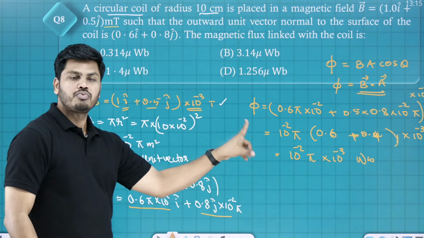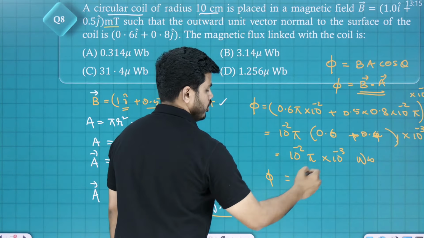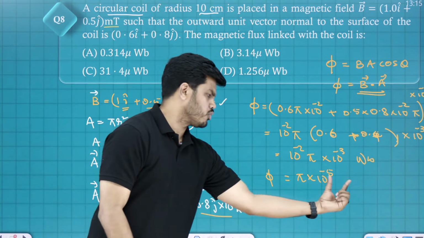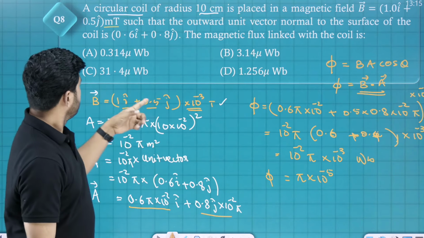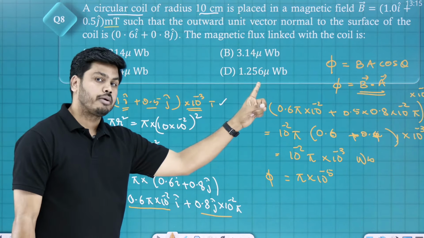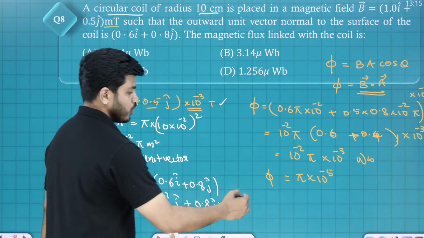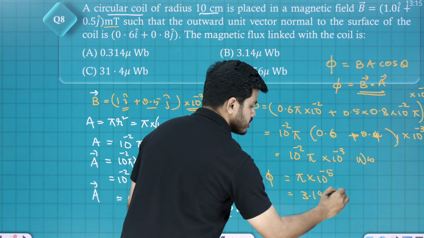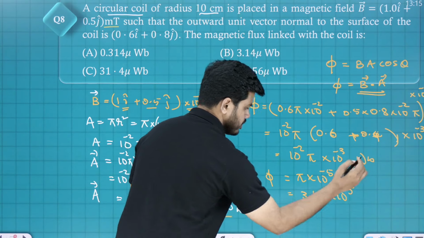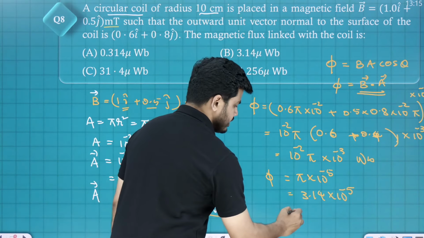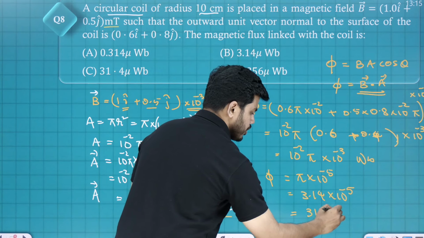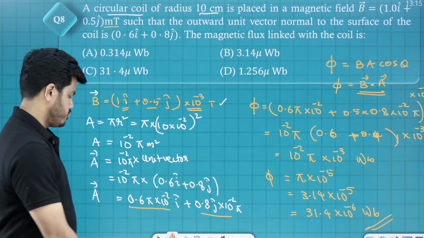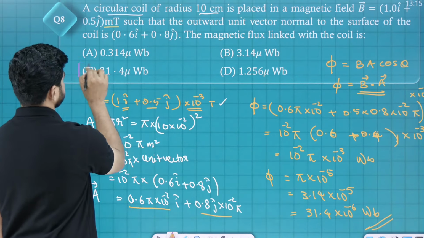Yes, because it is flux. Now we can say phi is equal to pi into 10 raised to minus 5. Check the option: 3.14 into 10 raised to minus 5 should be the answer. Look at the options, all of them are in micro Weber. Micro is the power 10 raised to minus 6, right? So we can rearrange this: 3.14 into 10 raised to minus 5 is the value we got. Now, if you want to make it 10 raised to minus 6, it is 31.4 into 10 raised to minus 6 Weber. So 31.4 micro Weber should be our answer, which is option C.